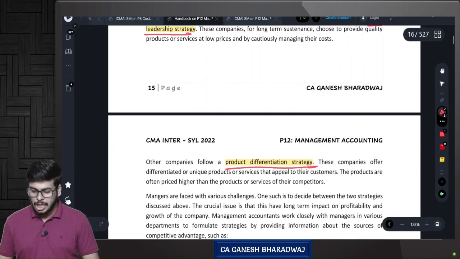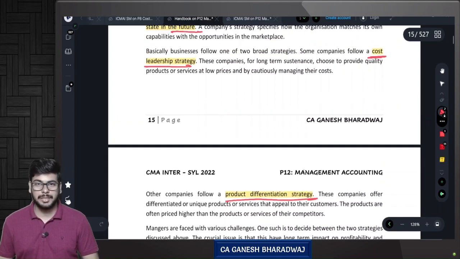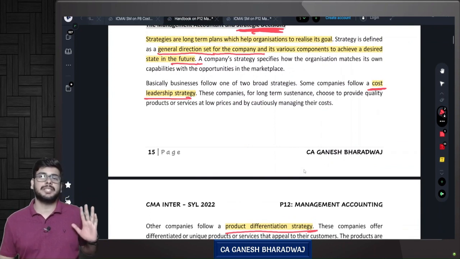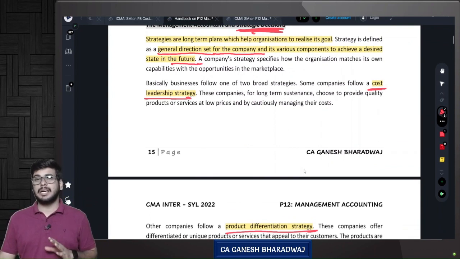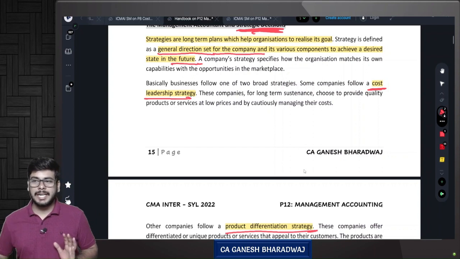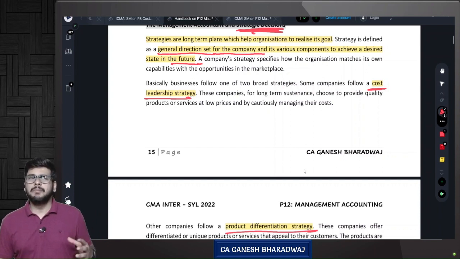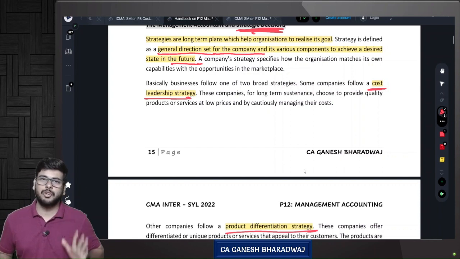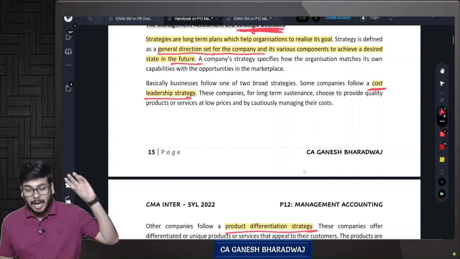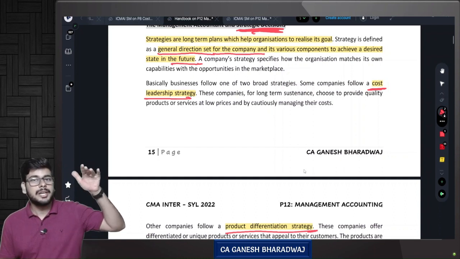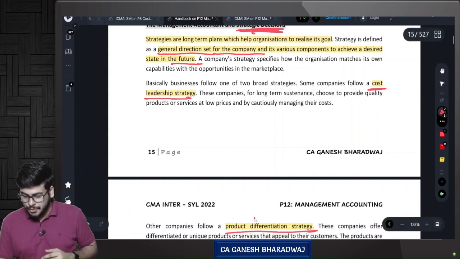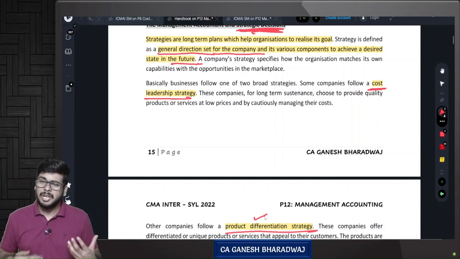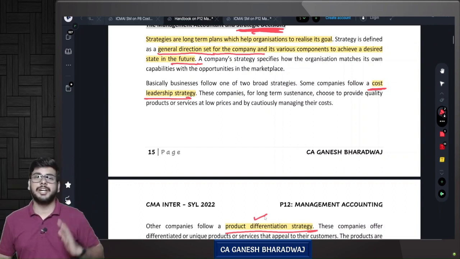What do you mean by that? Cost leadership strategy means capturing the market by reducing your prices. A typical example is Tata Nano. They wanted to capture the market by giving a very economical car, a very cheap car, a 1 lakh rupee car. So Tata opted for a cost leadership strategy. Some companies have become really successful by following a cost leadership strategy.